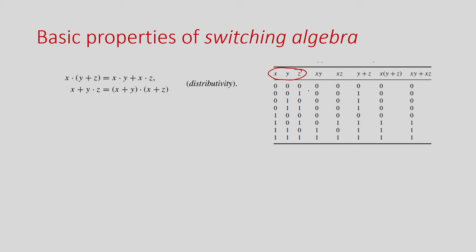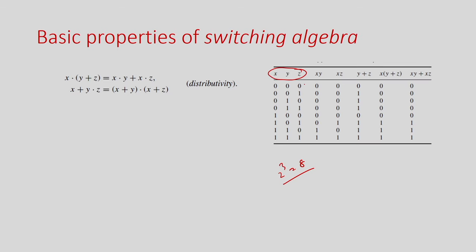If there are 3 variables, 2 to the power 3 is 8, because every variable can take 0, 1. So there are 3 variables, and each can take 2 values. So 2 into 2 into 2, it is 2 to the power 3 possible values, right? And this is basically called a truth table.